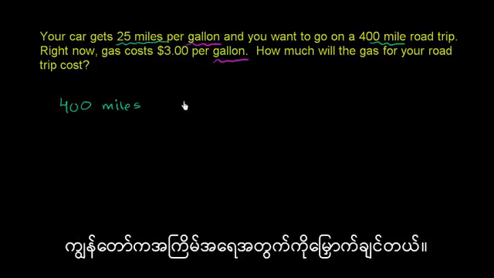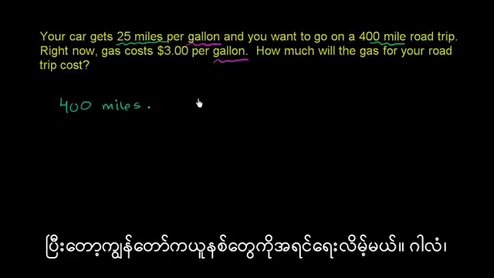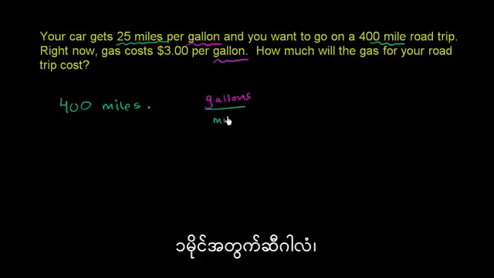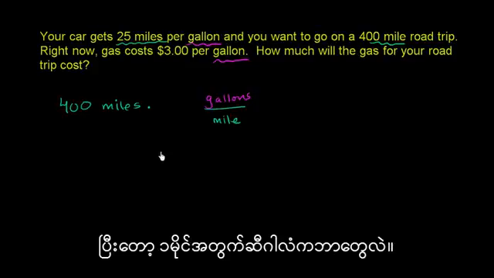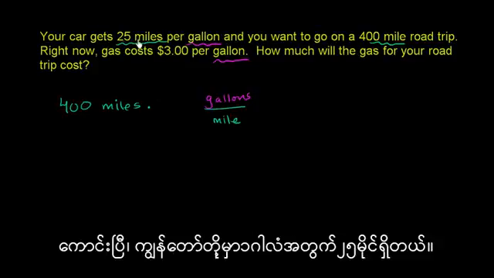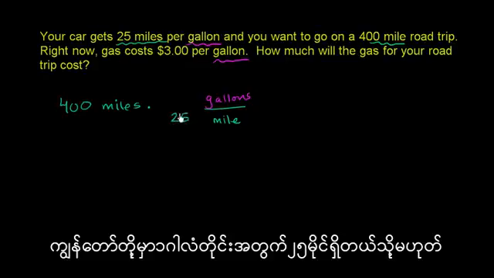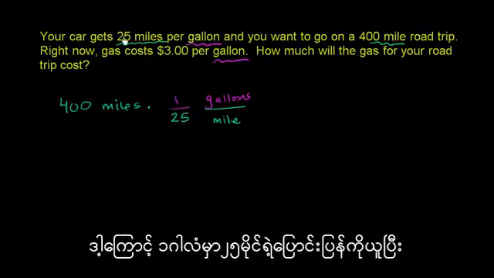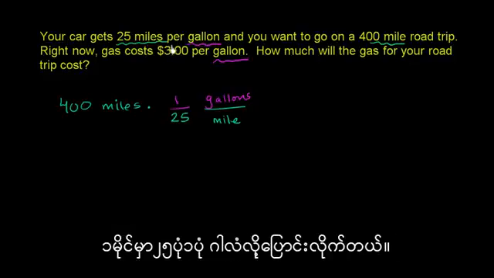I want to multiply times, and I'll write the units first, the gallons per mile. And what are the gallons per mile? Well, we have 25 miles per gallon. We have 25 miles for every 1 gallon, or you could say we have 1 gallon for every 25 miles. So I really just took the reciprocal of 25 miles per gallon and made it 1 over 25 gallons per mile.